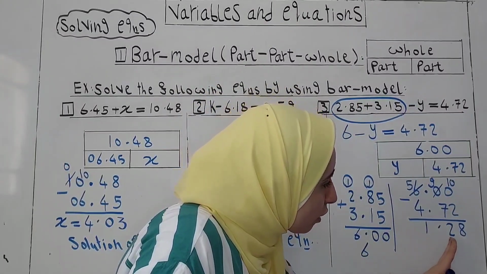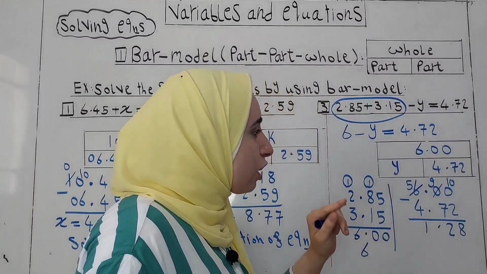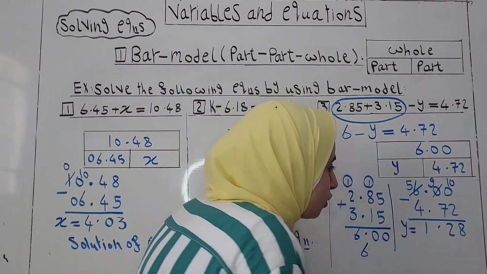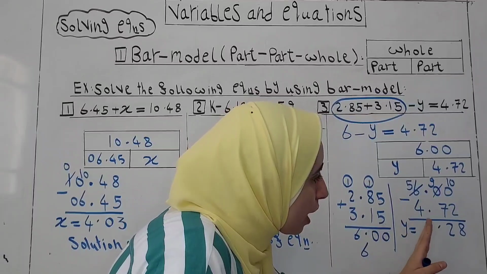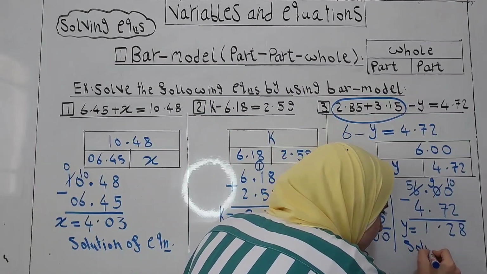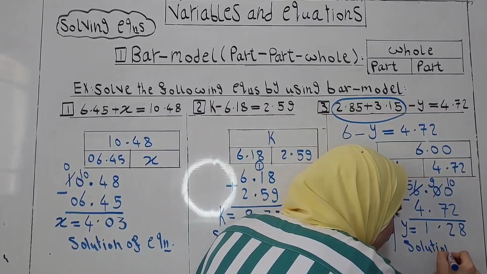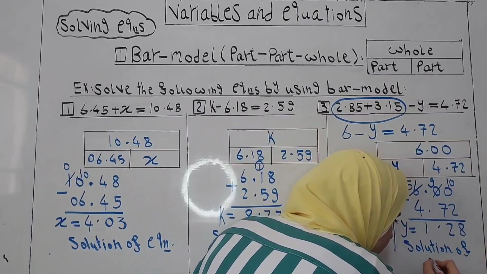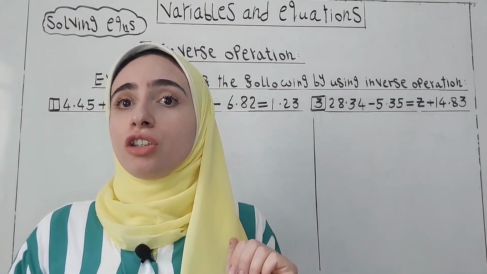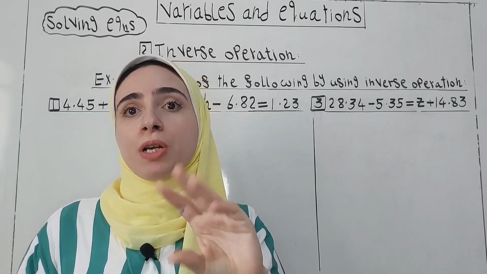So 1.28 is the value for the variable y. And y equals 1.28 is the solution of the equation. The second strategy is called inverse operations.